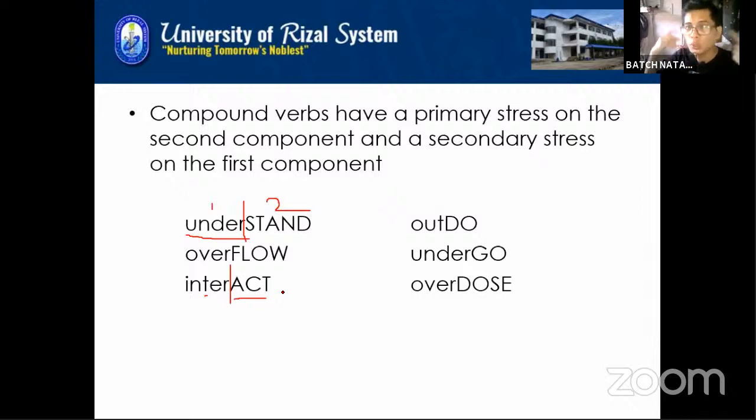If you listen attentively to how I pronounce this word, you will notice that I put much stress on the second component. Once again, I will be reading it. Understand, overflow, interact, outdo, undergo, overdose.